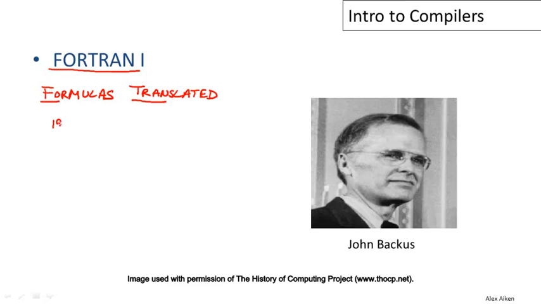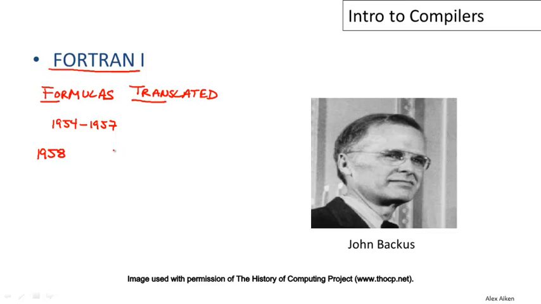Now, Fortran ran from 1954 to 1957. And interestingly, they thought it would only take them 1 year to build the compiler, but it wound up taking 3. So just like today, they weren't very good at predicting how long software projects would take. But it was a very successful project.